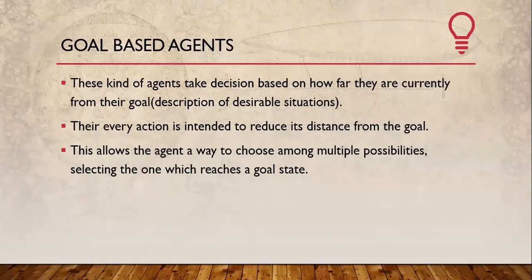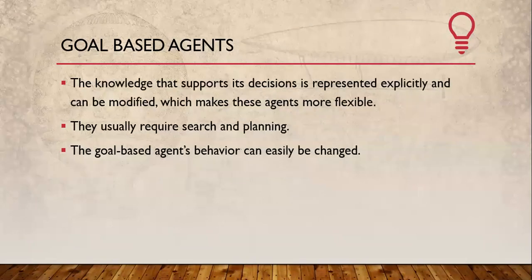Now, one thing that will differ over here is that this allows the agent a way to choose among multiple possibilities, selecting the one which reaches a goal state. It might happen, students, that an agent may have multiple possibilities, which means, let's say, multiple rules possible for a current state, or multiple actions possible for a current rule. And then it has to decide whether it has to go for this or this. So that will differ in the goal based agent.